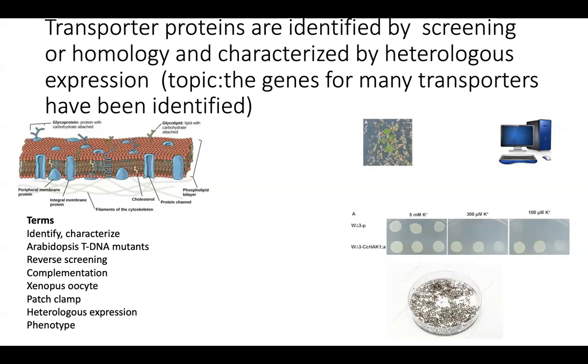Sorry, the transporter. Okay, and then we have the term phenotype. This means when you express something in the wild type and it behaves differently than the wild type, we say it shows a phenotype. It's any difference that's deviating from the wild type.